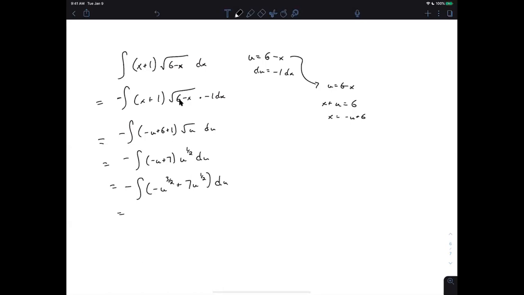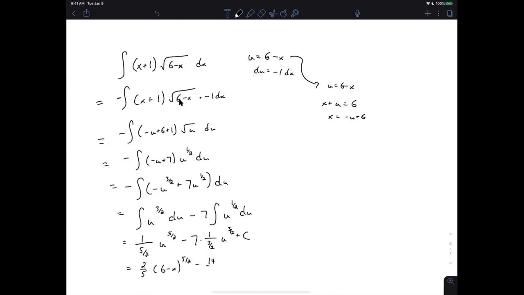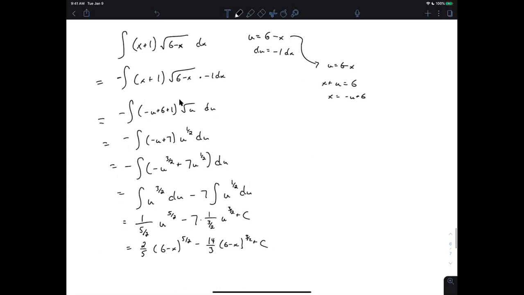And now this gets split into 2 integrals. And now it's power rule. So we get to that. Everybody follow that?